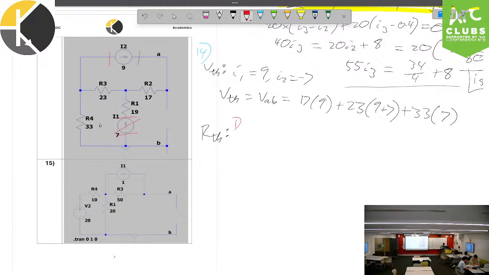This source gets cut out, this source gets cut out. They are current sources, they turn off to be an open circuit. Now I have this dangling resistor to nowhere, so I can also cut that out since no current goes through it. Anyways, it doesn't contribute to anything. Yeah? Nice. So now I just, once again, have these 3 resistors lined up perfectly in series. And so I say Thevenin equals 17 plus 23 plus 33 ohms.